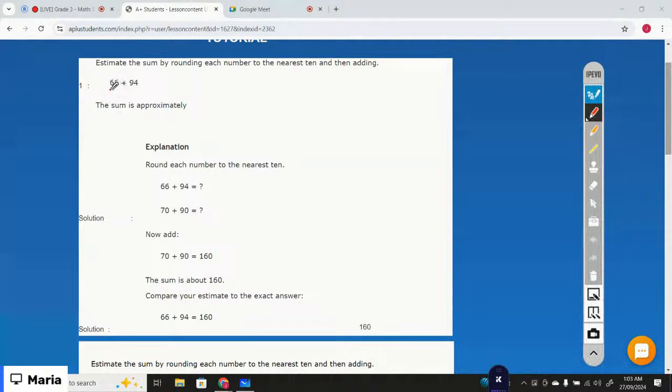So you have 66 plus 94. So you need to estimate these numbers. Estimation means you need to estimate to nearest 10, right? So 66 you can estimate to 70, right? Because 66 is between two tens, that is 60 and 70. But 66 is more than half, it is greater than 65. So you can estimate it to 70. Then you have 94. 94 is between two tens, 90 and 100. But 94 is less than half of between two tens, right? So it would be rounded off to 90.